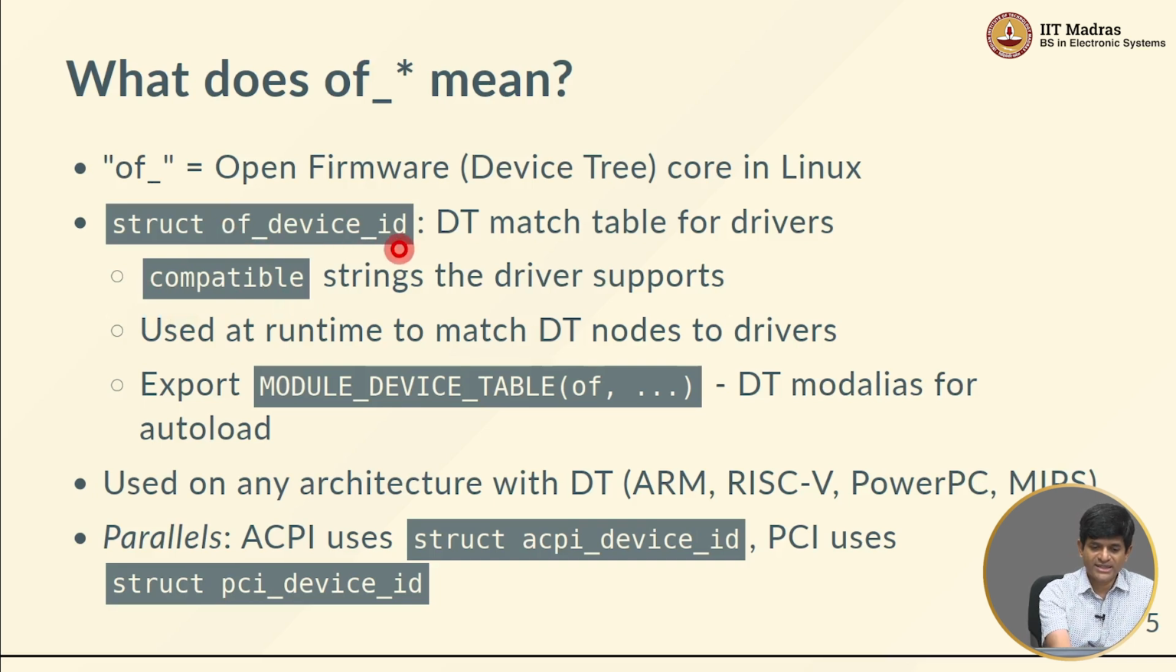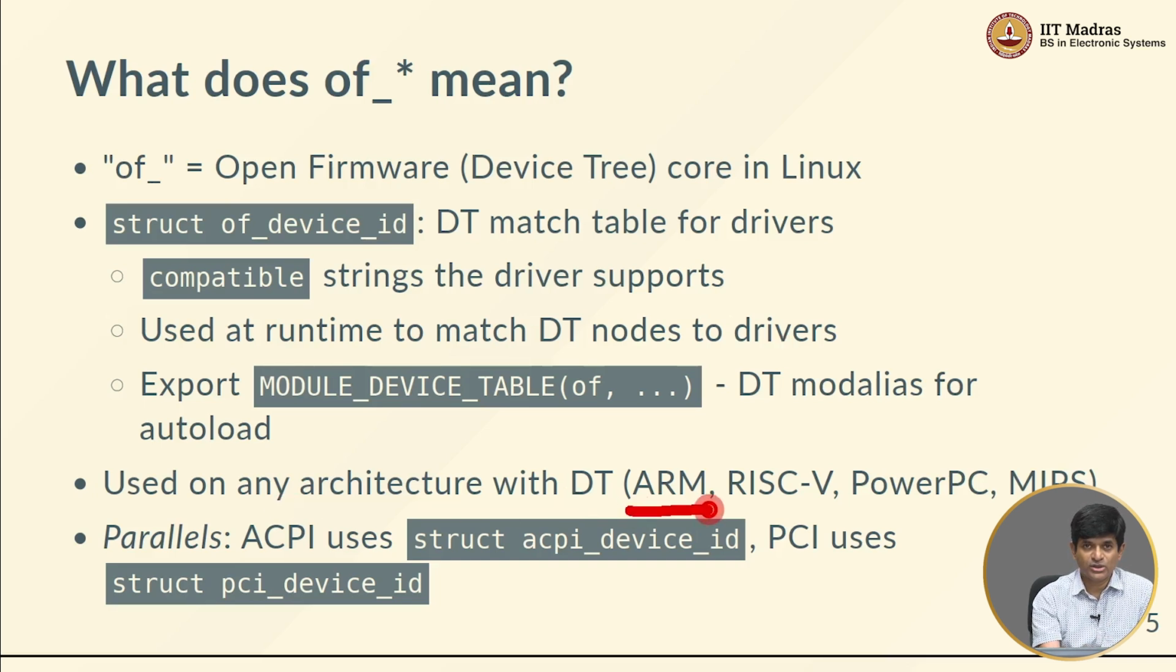After all, this of_device_id is something that is coming inside your C code, your module. The compatible strings are what you need to provide, saying which hardware modules you are compatible with. The kernel then looks at the device tree, finds a suitable match, and matches the device tree nodes to drivers at runtime.